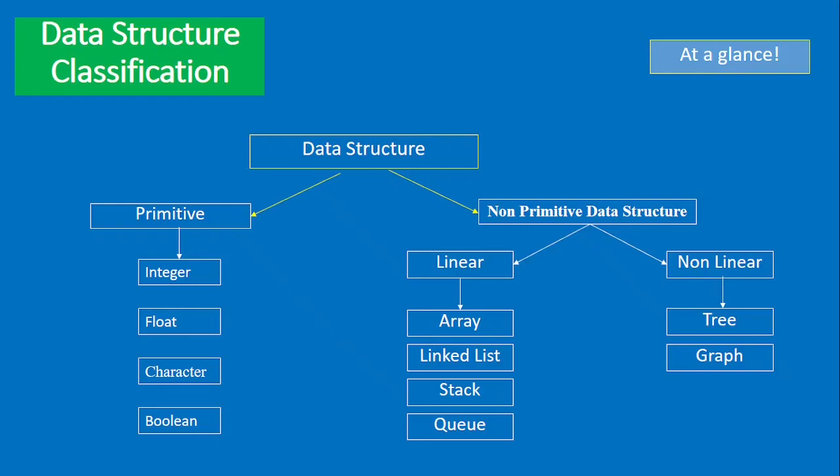And for non-primitive data types, there are two types, linear and non-linear. For linear: array, linked list, stack, queue. And for non-linear: tree, graph.